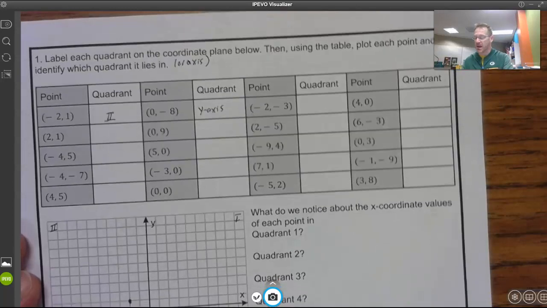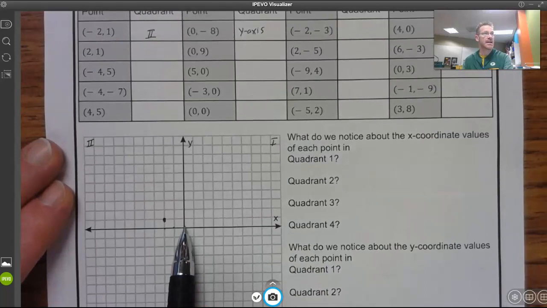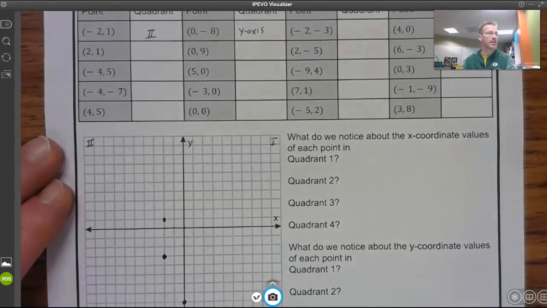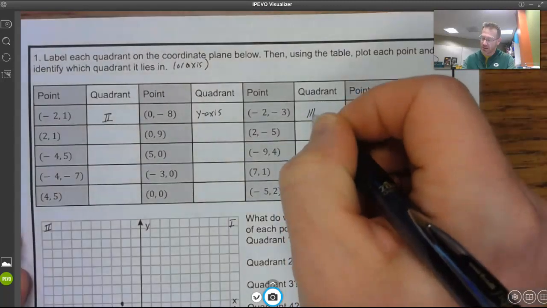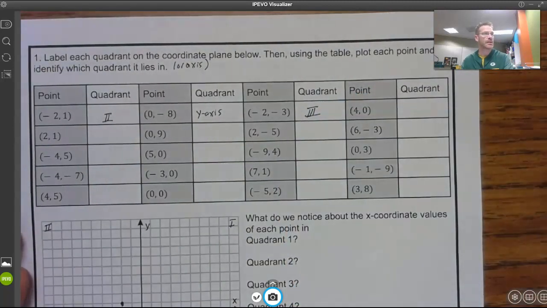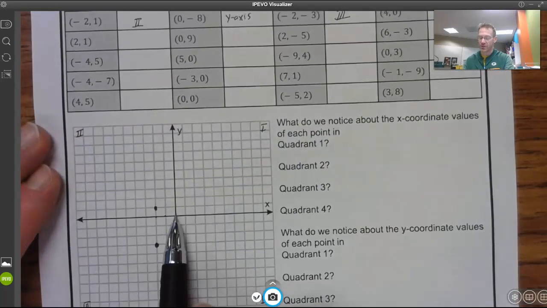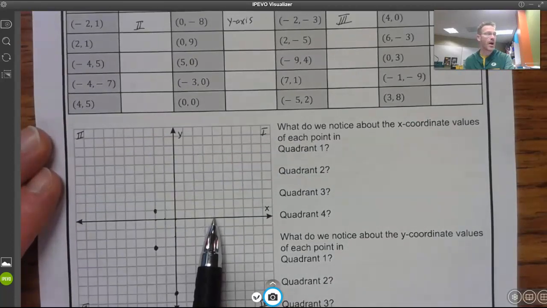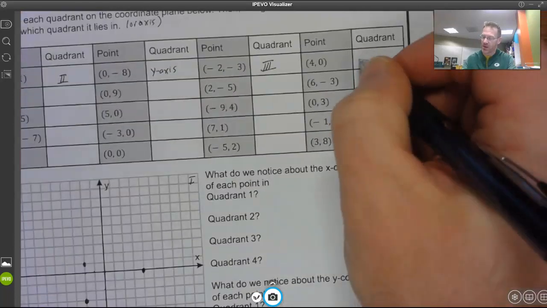All right, let's look at the next point, negative 2, negative 3. So once again, I'm going to start at the origin. X is negative 2, so that means go left 2. Y is negative 3, so now I go down 3. And so there's my next point right there. And notice this time I fall in quadrant 3. All right, and then we look at our next point here, 4, 0. So I'm at the origin, x is 4, so that means go to the right 4, 1, 2, 3, 4. And notice this time y is 0, so there is no up or down. So this time I will fall on the x-axis.